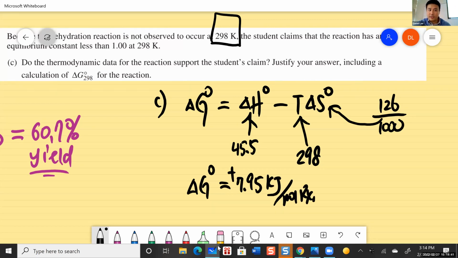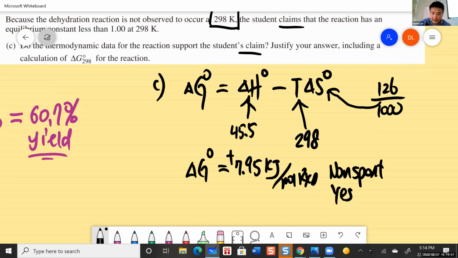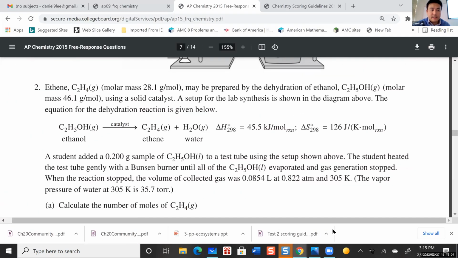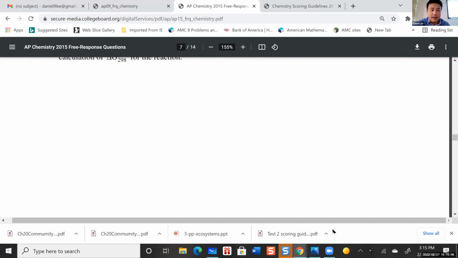So is the reaction spontaneous? Do the thermodynamics support the claim? This is non-spontaneous, right? Because delta G is positive, so yes, it does support the student's claim that the equilibrium constant is less than 1. So include justification with delta G. All right, let's see what the next part is. Yes, it supports the claim. The next one is part D.